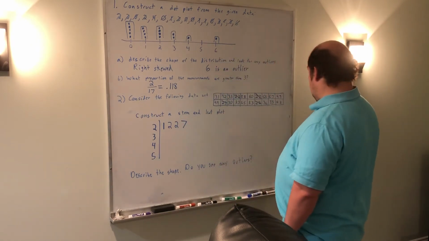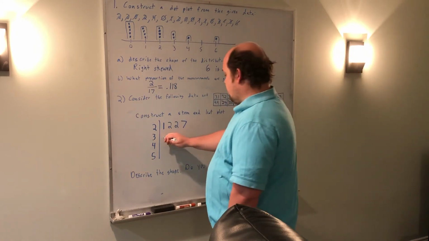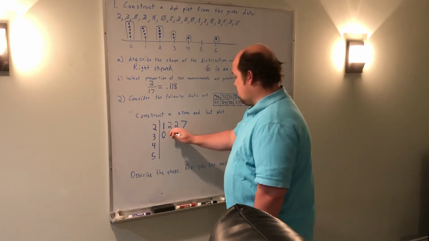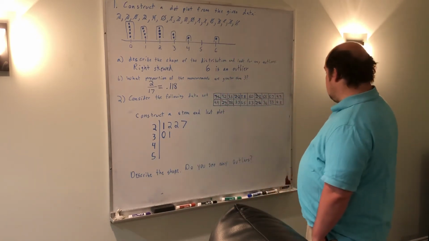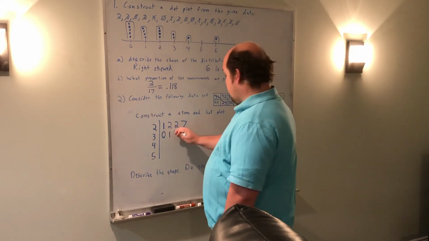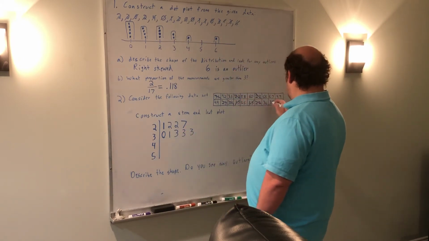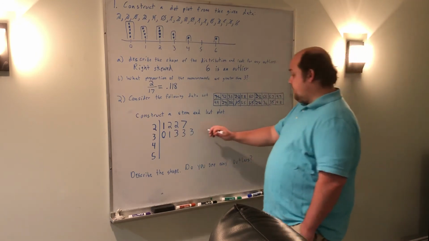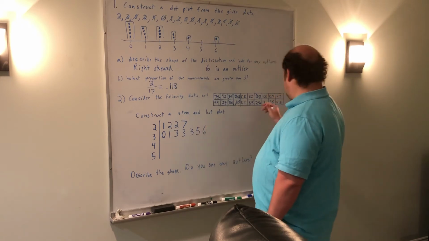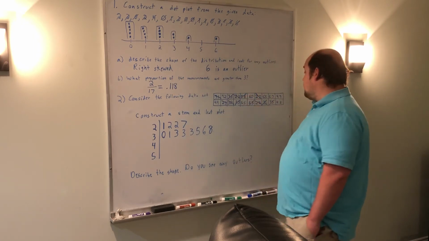Next one for 3. The smallest that I see is 3.0. So I'm going to put a 0, standing for 3.0. Then I see this 3.1. After that, I see 3.3 listed 1, 2, 3 times. So I'm going to put 3, 3, 3. Next thing I see is a 3.5. Then a 3.6. Then a 3.8. And that's the end of the 3s.